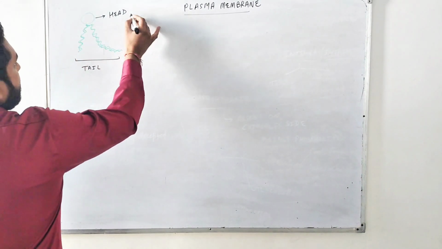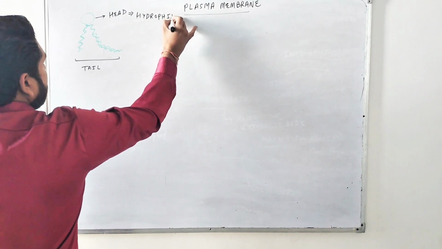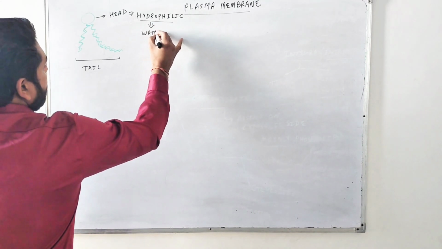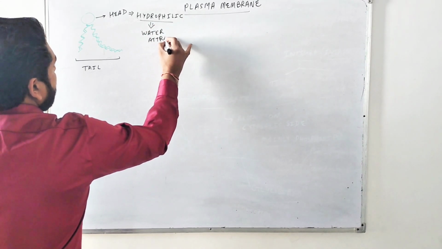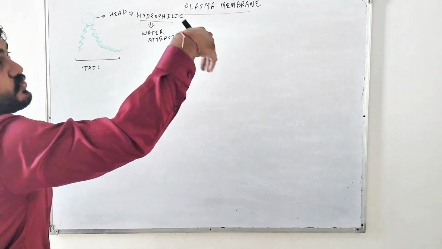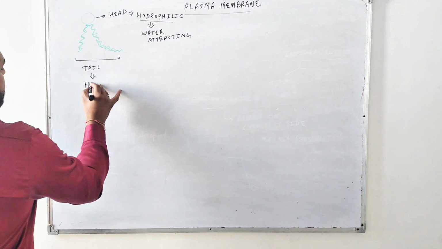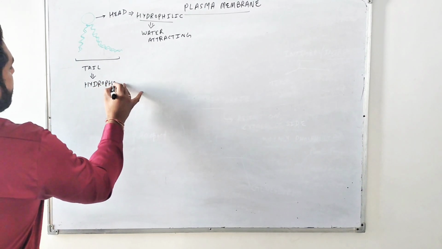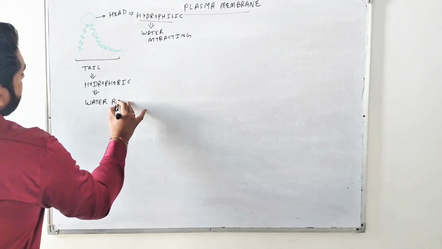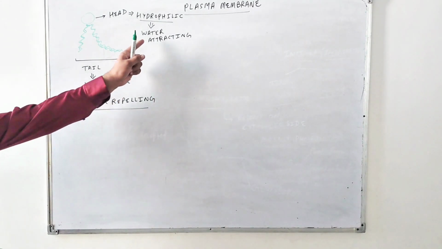The head part you are seeing over here is hydrophilic. What is the meaning of hydrophilic? It means water attracting. This head part tends to stay towards the water side. Yes or no? The next, this one is the tail. The tail is hydrophobic. And what is the meaning of hydrophobic? It is water repelling. This part wants to stay away from water, and the head part wants to stay towards water.